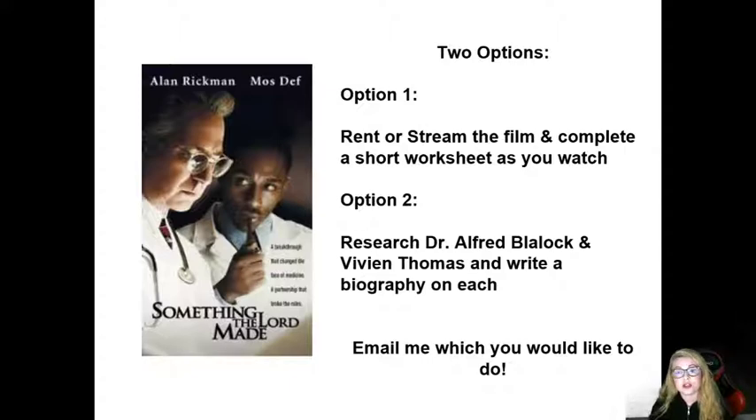Now, if you're not comfortable or mom and dad aren't comfortable with you spending the $2.99, or if you don't have a free subscription for the movie Something the Lord Made, then alternatively, you can choose to research both Dr. Alfred Blalock and Vivian Thomas and write a biography about 1 to 2 pages, give or take, on each. Either way, decide what you think you'd like to do, talk it over with mom and dad, whatever you need to do, and just email me whichever you want to do, and I will send you either the worksheet to go with the film or the directions for the biography that you need to follow. Okay? And so email me once you have watched this video and you are ready to pick an option, and then I will give you all of the details to come.